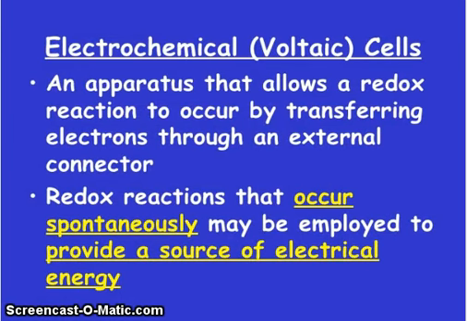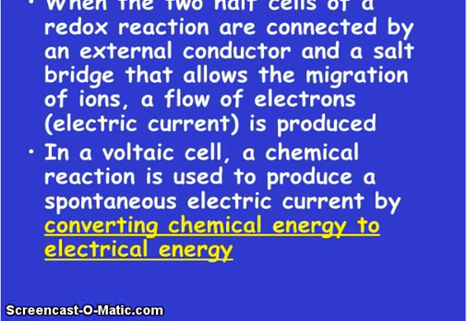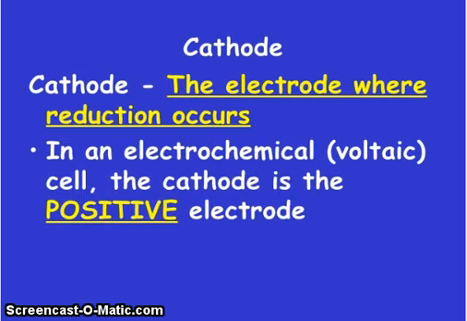An electrochemical cell is an apparatus that allows a redox reaction to occur by transferring electrons through an external connector. A redox reaction that occurs spontaneously may be employed to provide a source of electrical energy. When the two half cells of a redox reaction are connected by an external conductor and a salt bridge that allows the migration of ions, the flow of electrons, an electric current, is produced. In a voltaic cell, a chemical reaction is used to produce a spontaneous electric current by converting chemical energy to electrical energy. So, the basic concept of an electrochemical cell.